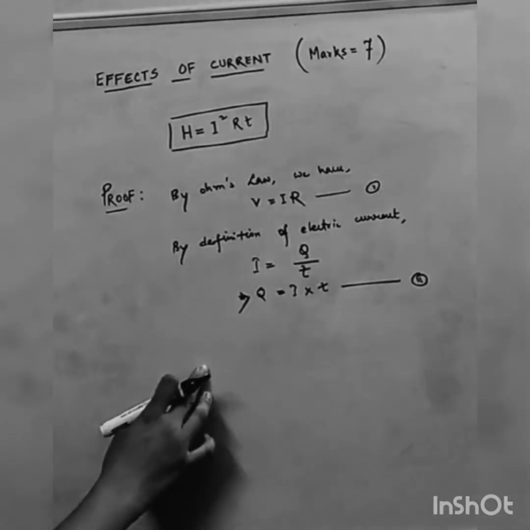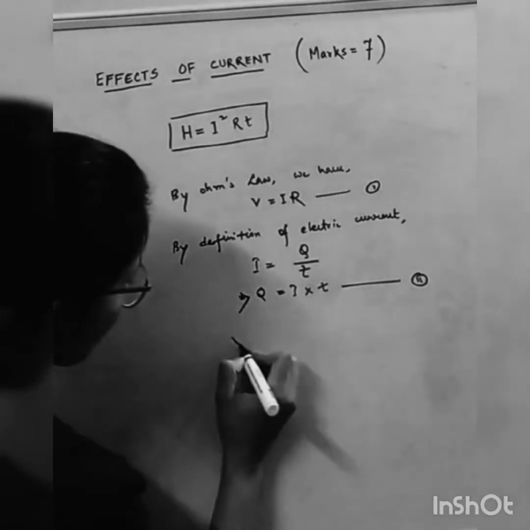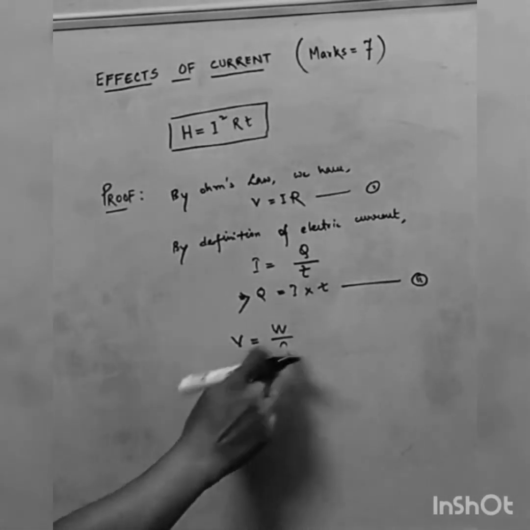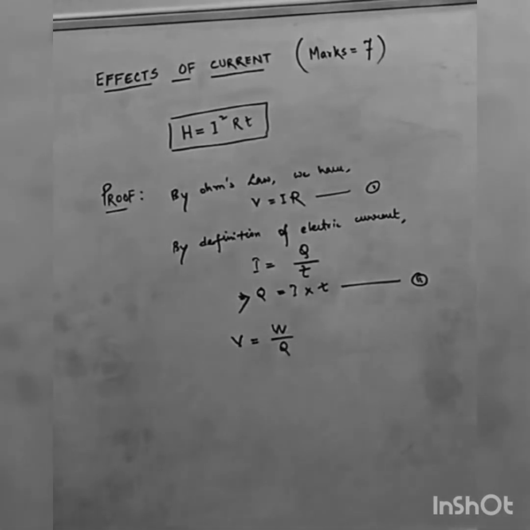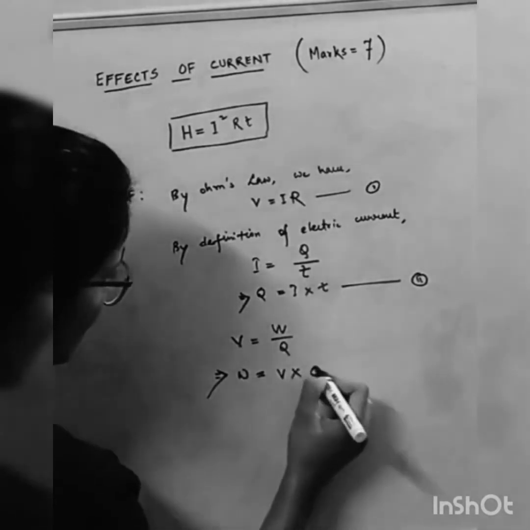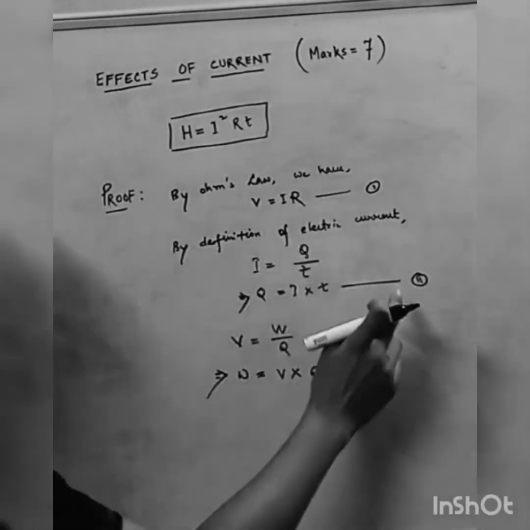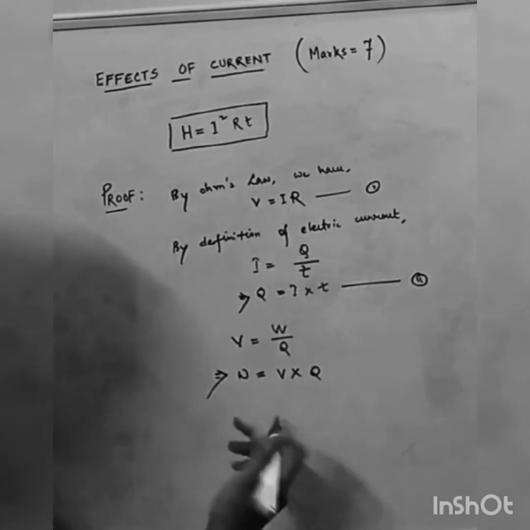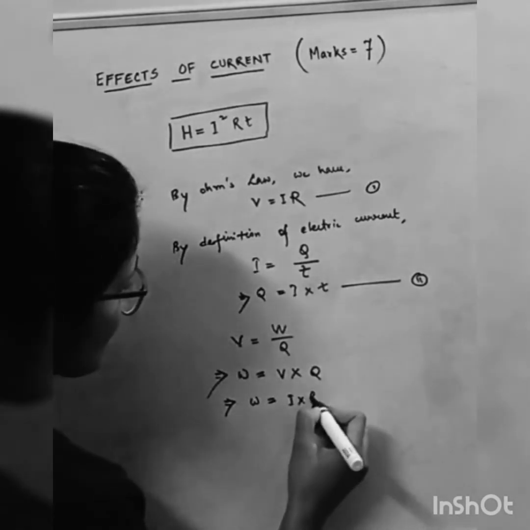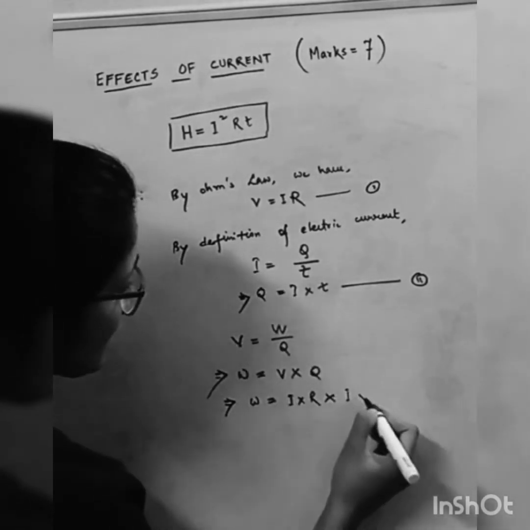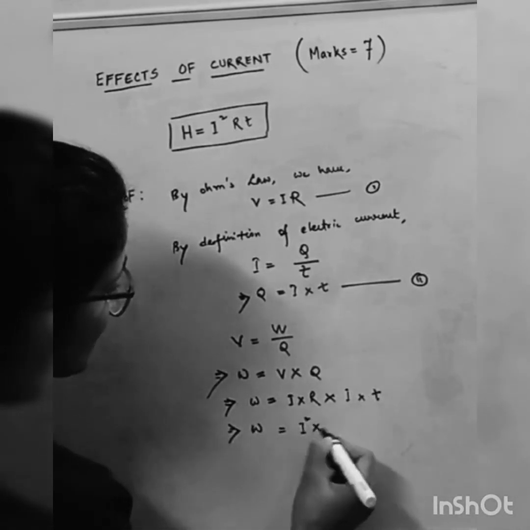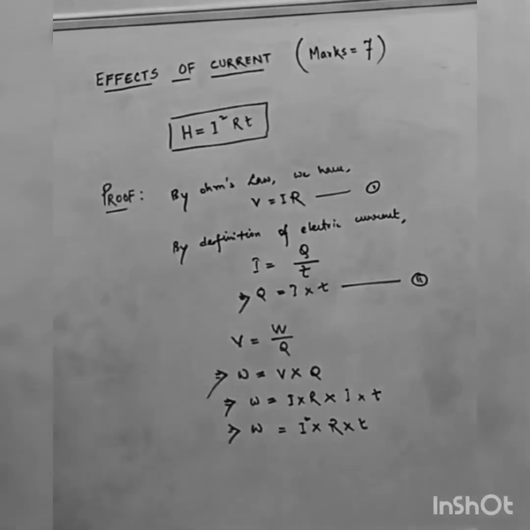Now we know that the potential difference V is written as W by Q. That is, the potential is the ratio of the work done to the charge flowing. So from here we can write the work done is equal to V into Q. From equations 1 and 2 we can replace the values of V and Q here. So we get the work done W is equal to I into R into I into T. So from here we get the work done is equal to I square into R into T.